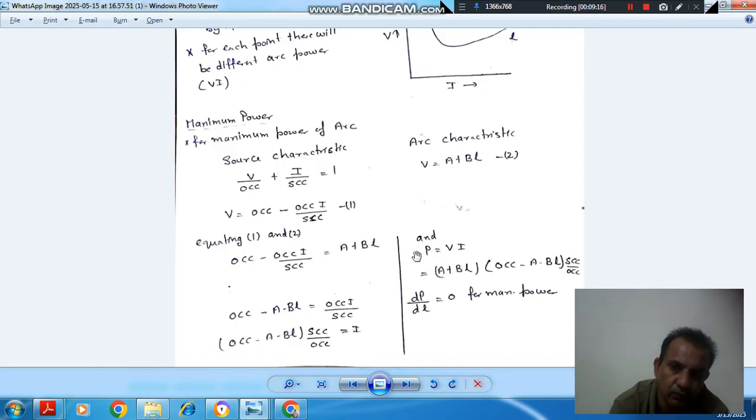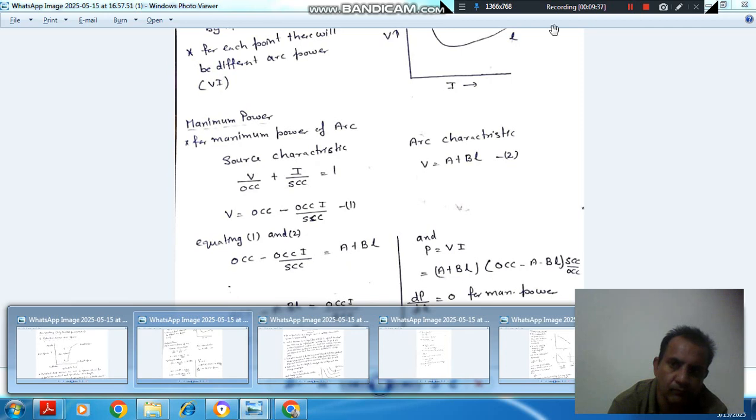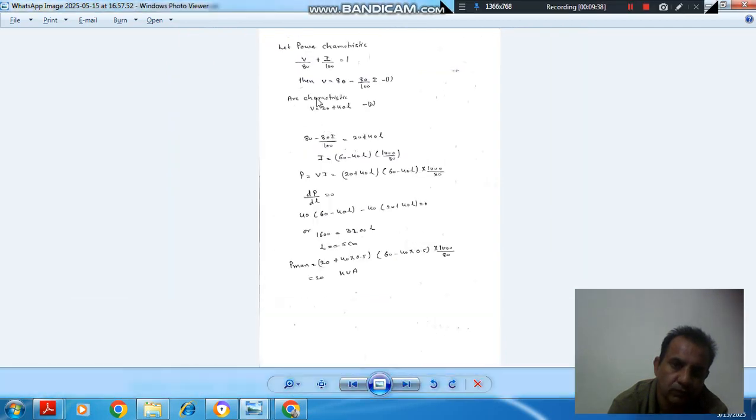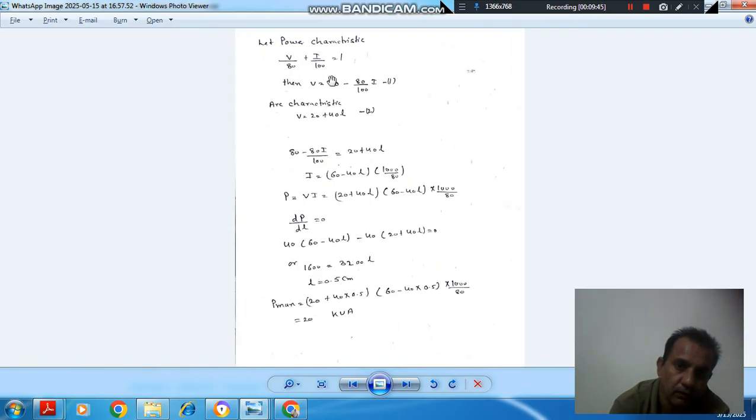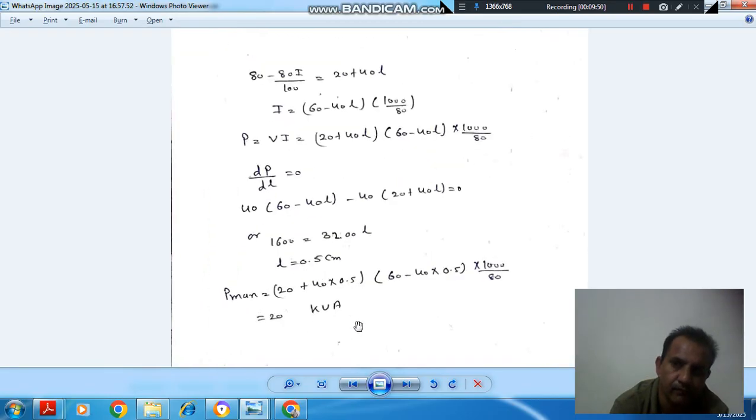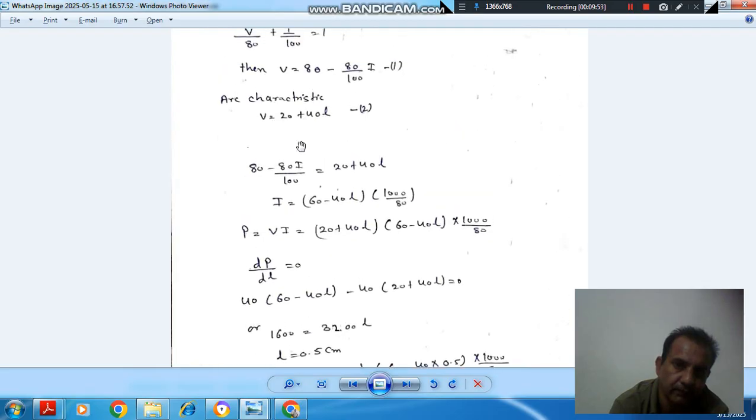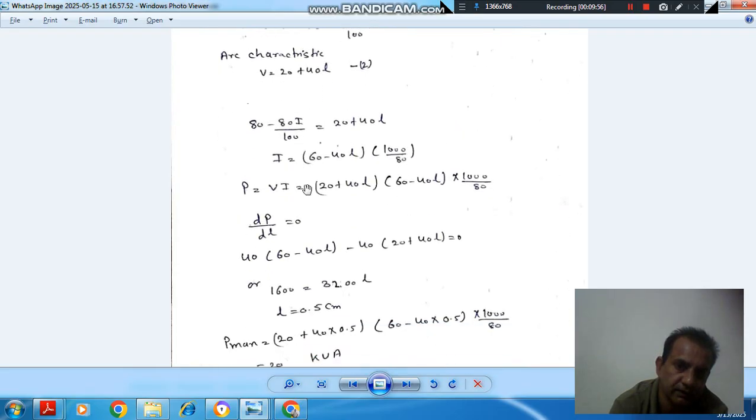V is already known in terms of L, so power will be in terms of L. All other quantities are constant: OCV is constant, short circuit current is constant, A is constant, B is constant. So if we differentiate it with respect to L, then it will give maximum power. We can take a numerical example also, by taking OCV as 80 and SCC as 100, so we get power as 20 kVA. Taking V and I from arc characteristics, then equating, and then dP by dL.